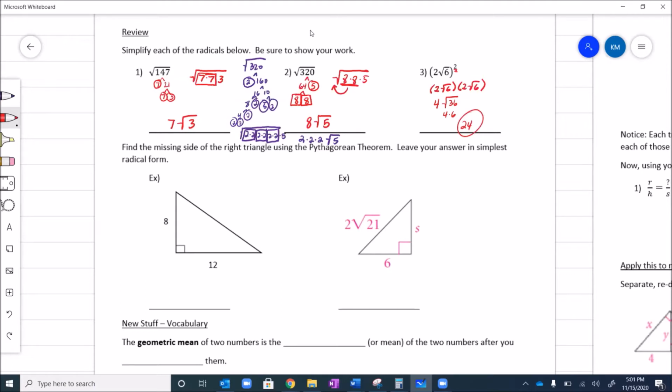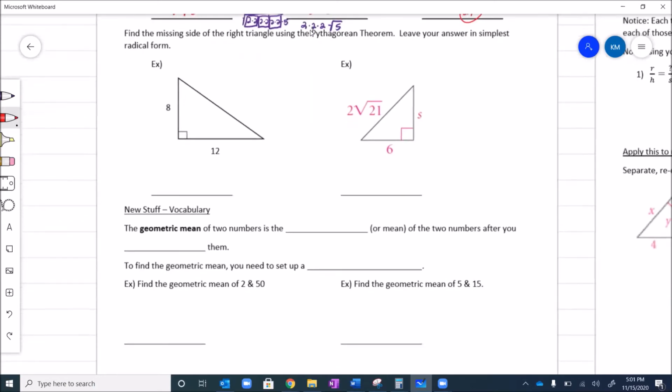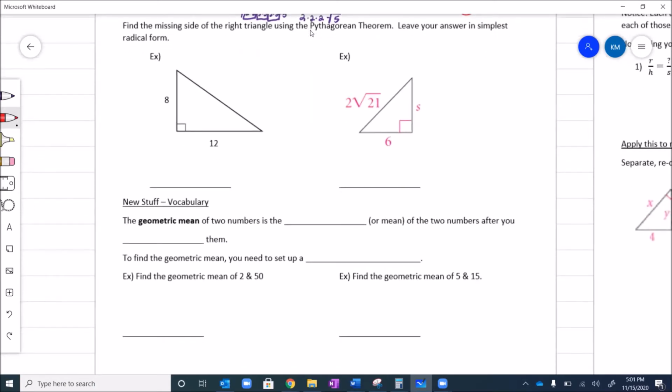Okay. All right, so hopefully that's a good review of how to do that. It's going to be important for us as we go through the Pythagorean theorem. Okay, it says find the missing side of the right triangle using Pythagorean's theorem. Leave your answer in the simplest radical form. Remember Pythagorean's theorem says a squared plus b squared equals c squared. Okay, where a and b are the legs and c is the hypotenuse.